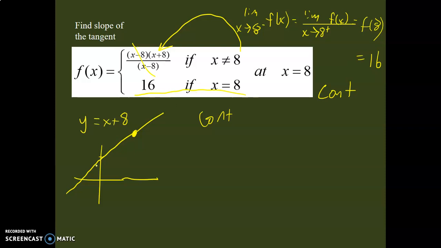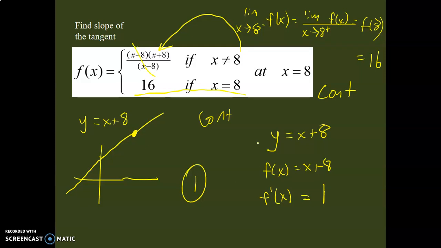So now that I know it's continuous, I need to see what the slope is. So I would take this equation, y equals x plus 8, or f of x equals x plus 8, and find the slope of that. So f prime of x would just be 1. The slope of this equation is 1 everywhere. So the answer to this question would be 1.